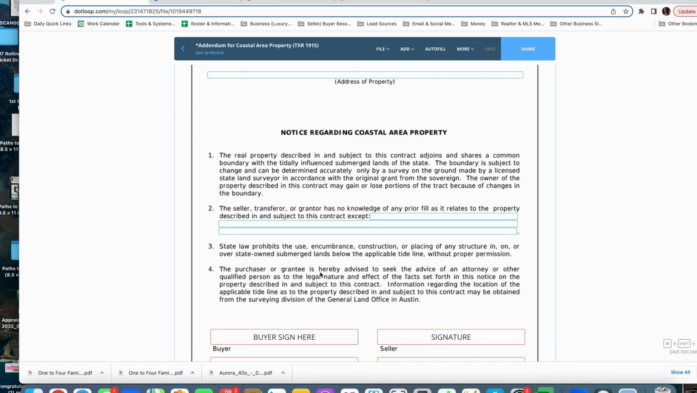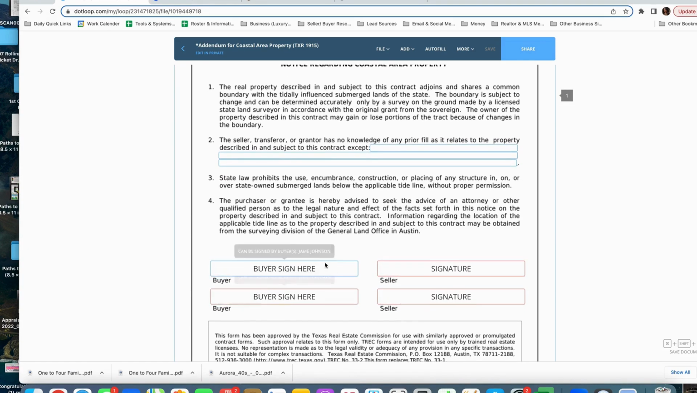The purchaser or grantee is hereby advised to seek the advice of an attorney or other qualified persons as to the legal nature and effect of the facts set forth in this notice on the property described in and subject to this contract. Information regarding the location of the applicable tide lines as to the property described in and subject to this contract may be obtained from the surveying division of the General Land Office in Austin. Pretty much it is a notice.